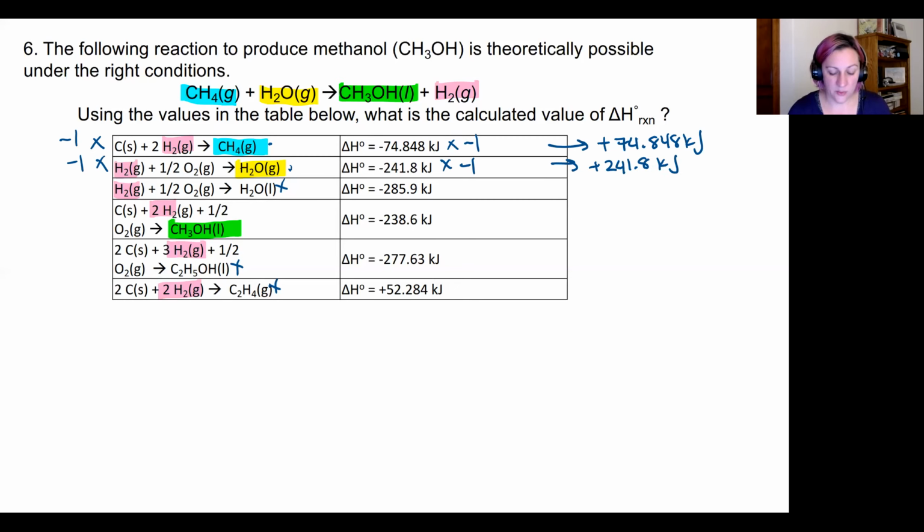Now, for the last one, the methanol, it is on the right side of the equation. I'm interested in my methanol being a product, and it is in this reaction, and it has the same coefficient, so I don't need to multiply it by a 2 or a 3. So I'm going to leave this one alone and do nothing to it.